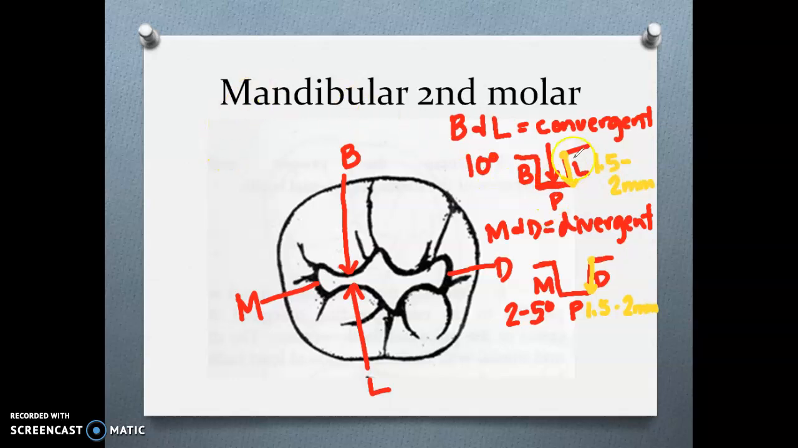Okay. For the walls to be convergent, you may use your inverted cone burr. And for the mesial and distal walls, you may use your short tapered fissure burr.